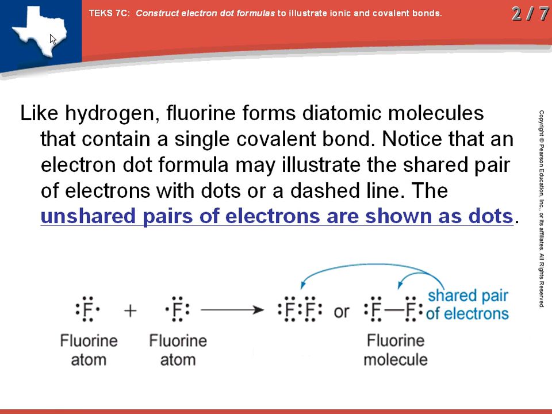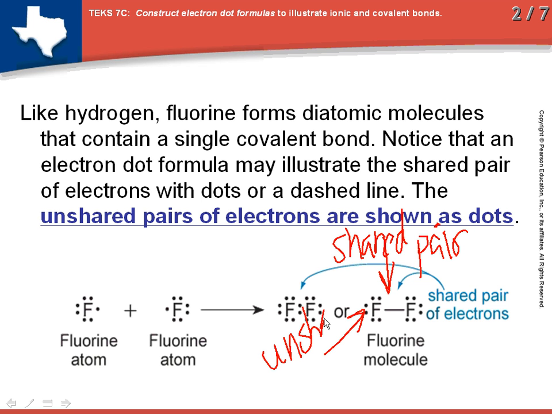Now when we draw Lewis structures of covalent bonds, we use these dashes. That dash represents a shared pair of electrons. And notice that we also have to include any unshared pairs. Because when we start talking about bonding forms, the VSEPR structures, it's going to be very important that you always include both your unshared and your shared pairs.